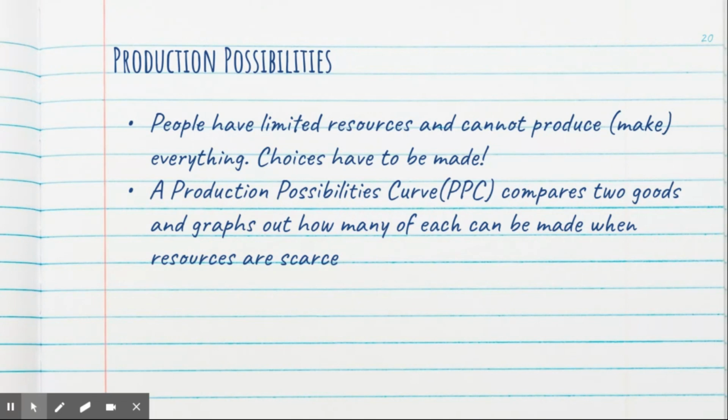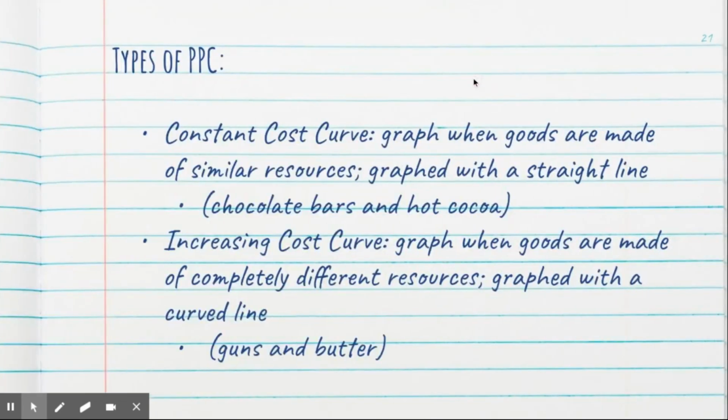And the production possibilities curve, which from here on out I'm going to be calling PPC, you see it right there, the PPC, compares two goods, and it graphs out how much of this good we can make if we're also making this other good. And I will show you. Now, these definitions are pretty important. You need to write them down. They will also be on your test. I made your test, so I know what's on your test, so I know what you need to write down. So write this down.